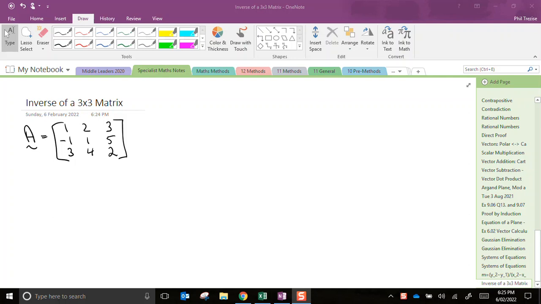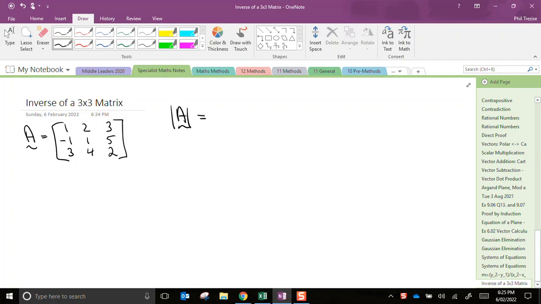Hi everyone, this lesson is about finding the inverse of a 3 by 3 matrix. So I have a 3 by 3 matrix here, and the goal is of course to find the inverse. Now the first thing to do is to find the determinant of the matrix, because if the determinant is 0 it means it's a singular matrix and there is no inverse.